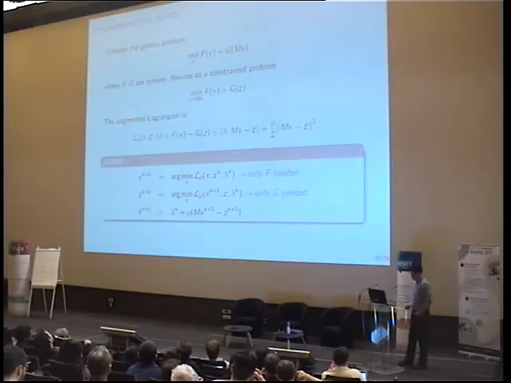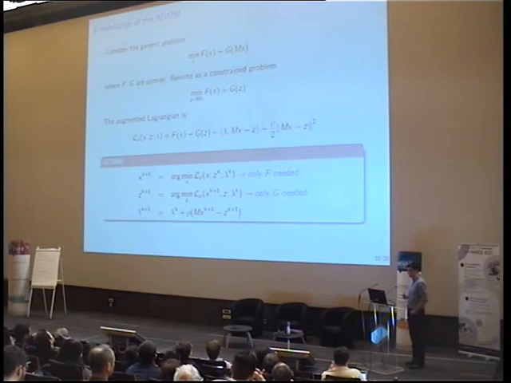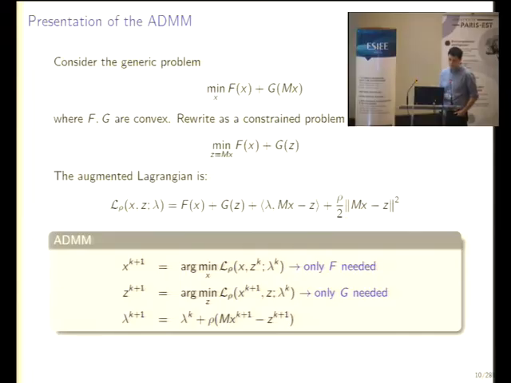Now I will switch to the second part of my talk, the alternating direction method of multipliers. So I will just briefly introduce the method in a generic way, regardless of the distributed multi-agent setting. So the principle is as follows. We want to minimize the sum of two functions, f(x) plus g(Mx), where M is a certain matrix, and f and g are two convex functions.